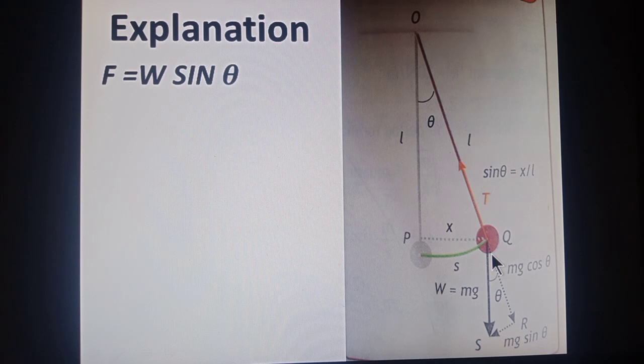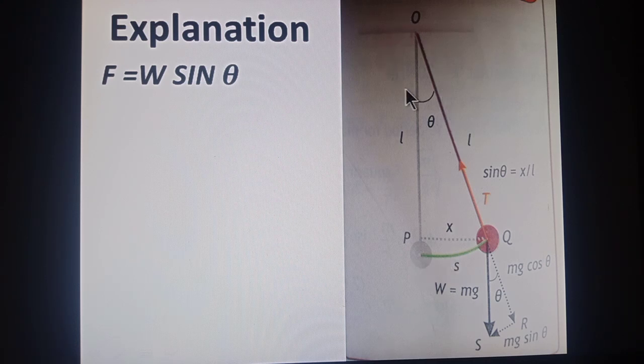Now when we release the bob here, which force brings it back towards the mean position? In other words, what is the elastic restoring force in this case? Actually, students, it is the component of its weight that brings it back towards the mean position.